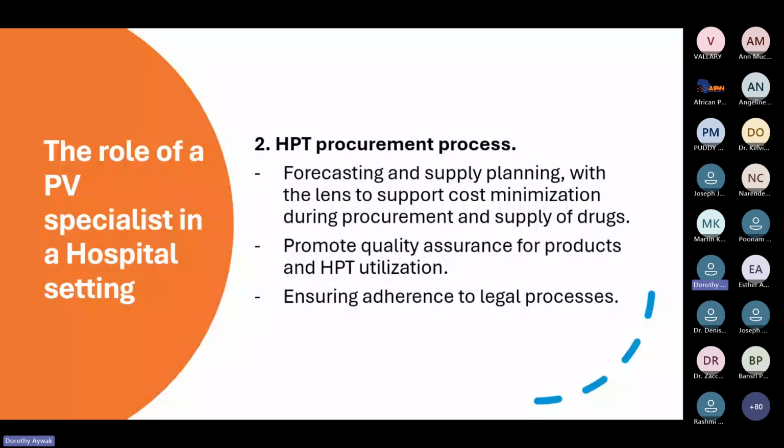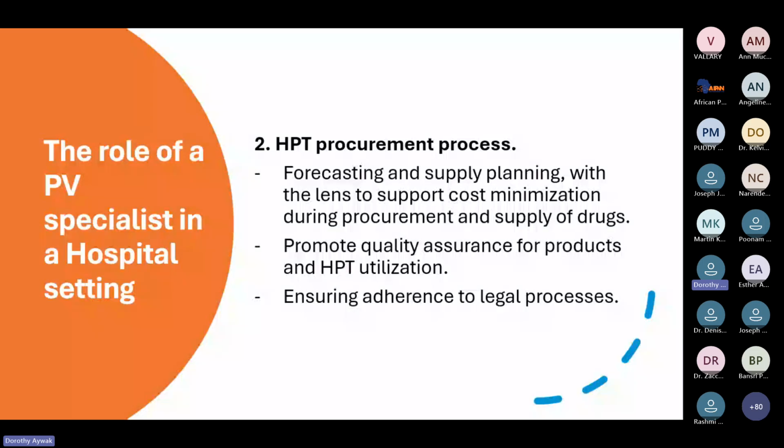So you probably look at what medication, over the long term, reduces the risk of other possible adverse effects by affecting a different system. So it's a lot more than just looking at how much a medicine costs. Then you also promote the quality assurance of products and ensure adherence to legal processes. If a product needs to be registered to be in the market, that is an area that you can contribute in.